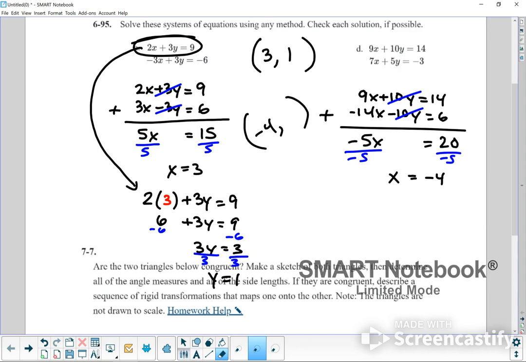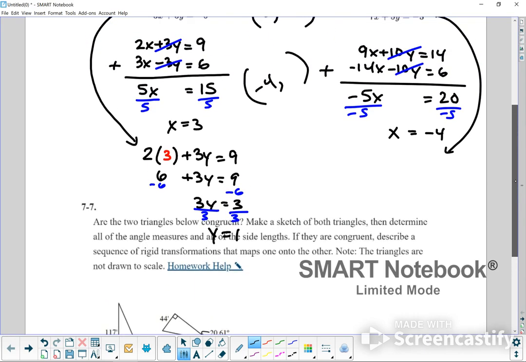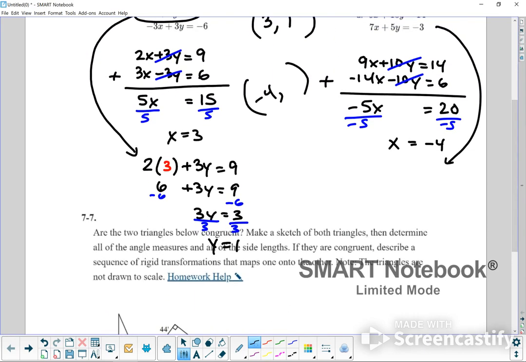Let's go with the bottom equation this time, right? I'm going to use that bottom equation. So the bottom equation is 7x, I'm copying it from up here. 7x, but remember, instead of x, I'm going to write in what I just found, which is -4. So 7 times -4 plus 5y equals -3. Okay, I'm going to do the math now.